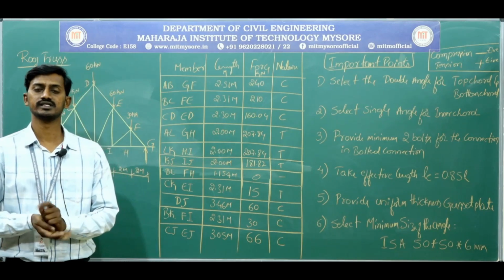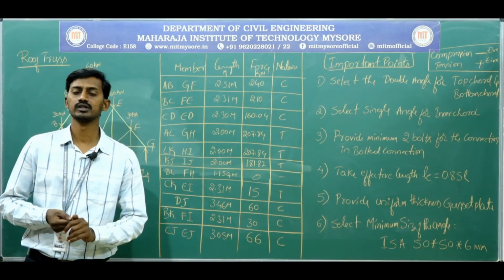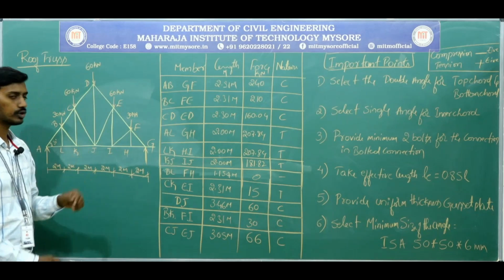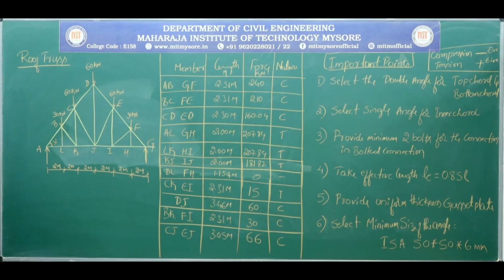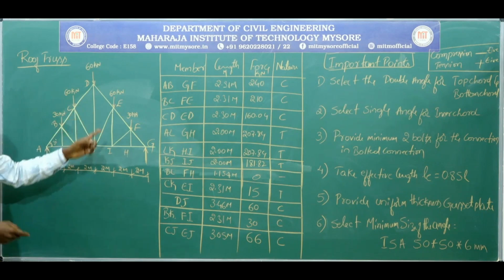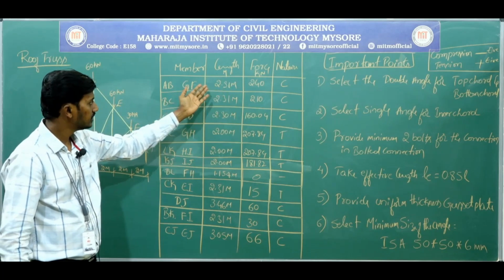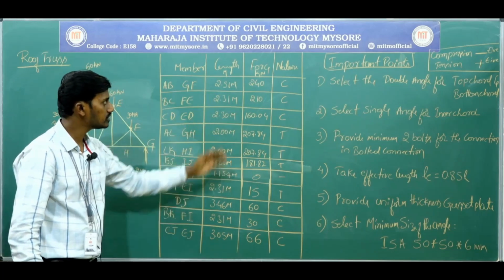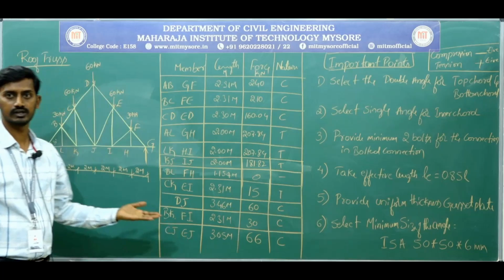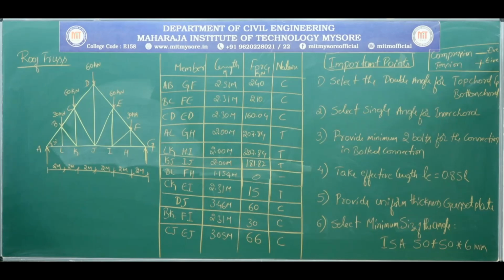Let us solve a design of truss problem. In this we have considered the problem. Just go through it. In the question paper they usually provide a line diagram of a roof truss. Here also, the question gives the line diagram of the roof truss and the member lengths, and the corresponding member forces and the nature of the forces are given. So let us go through the question once.